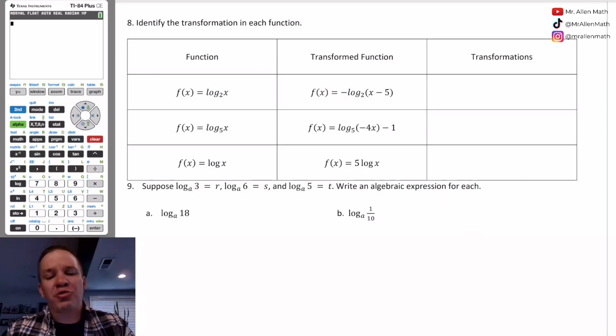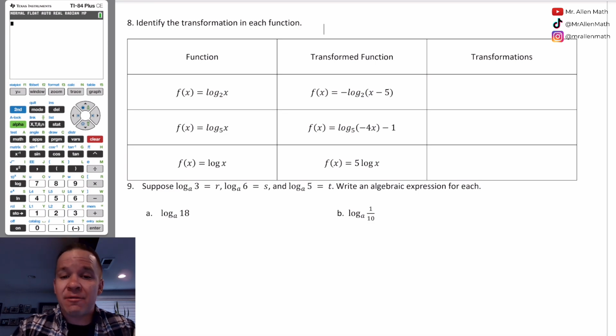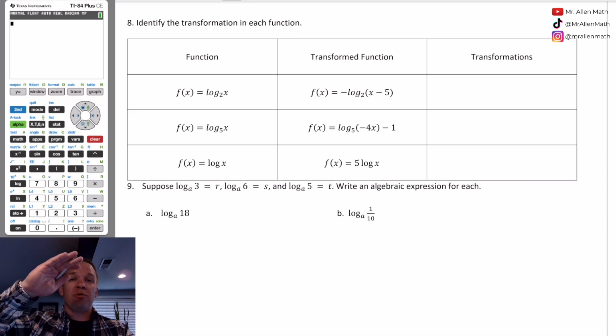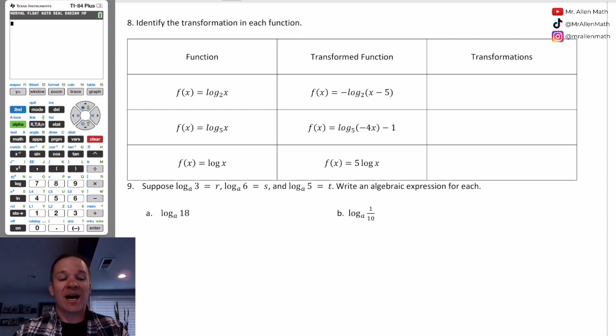All right, it's time to talk transformations now. We have our log functions here. We got to identify the transformation in each function. So the first one's log base 2. So what's different from log base 2? Well, it has a negative out front, and if it's outside the function, that is a vertical reflection, or we're going to say reflect over the x-axis, right? If I'm doing a vertical reflection, I'm going over the x-axis.